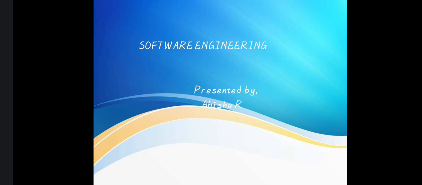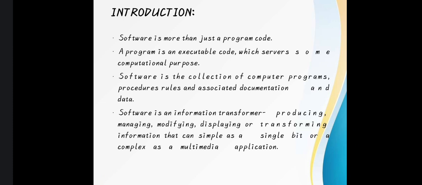Today we are discussing software engineering. Software engineering is more than just program code. A program is an executable code which serves some computational purpose. Software is the collection of computer programs, procedures, rules, and associated documentation and data. Software is an information transformer, producing, managing, modifying, displaying, or transforming information that can be as simple as a single bit or as complex as a multimedia application.